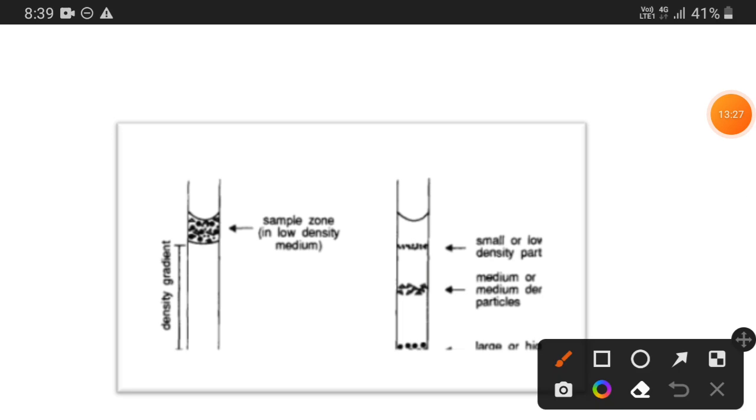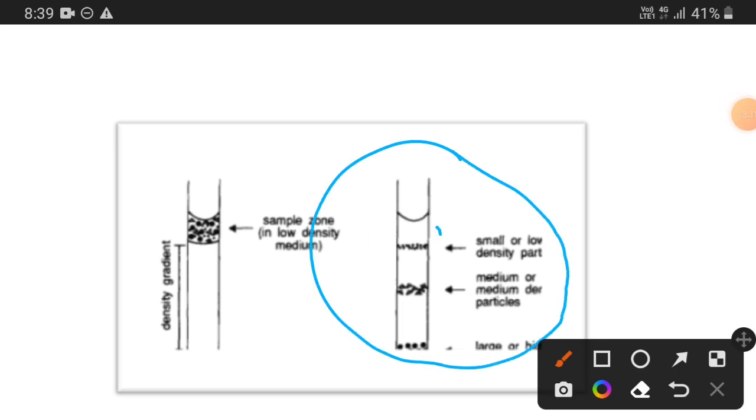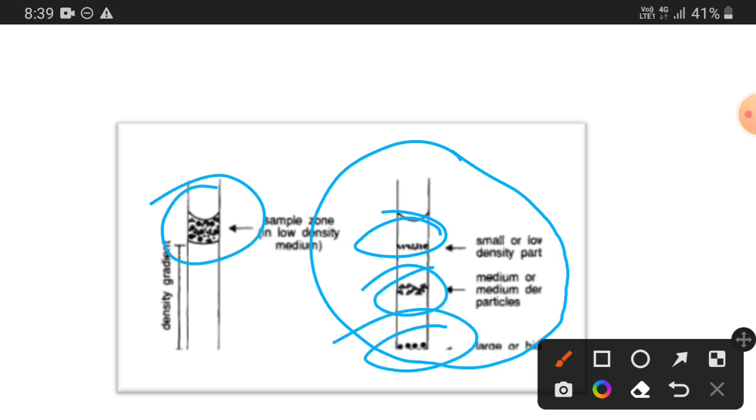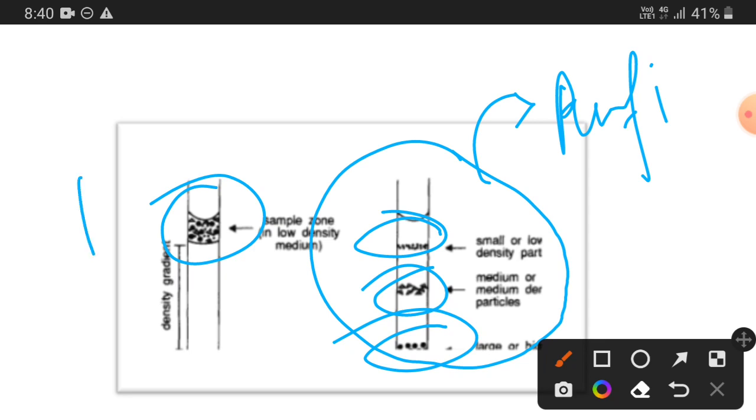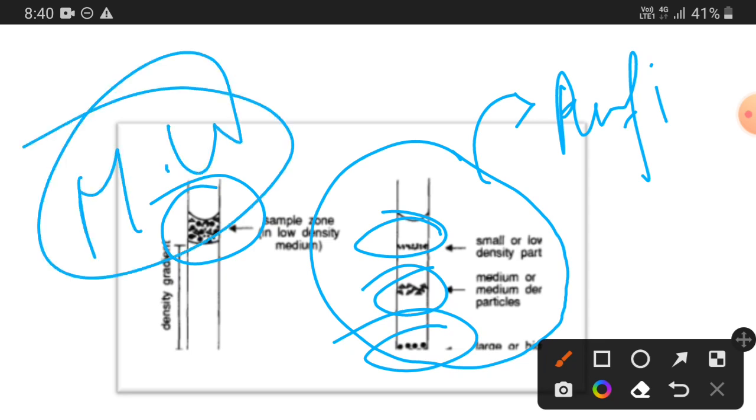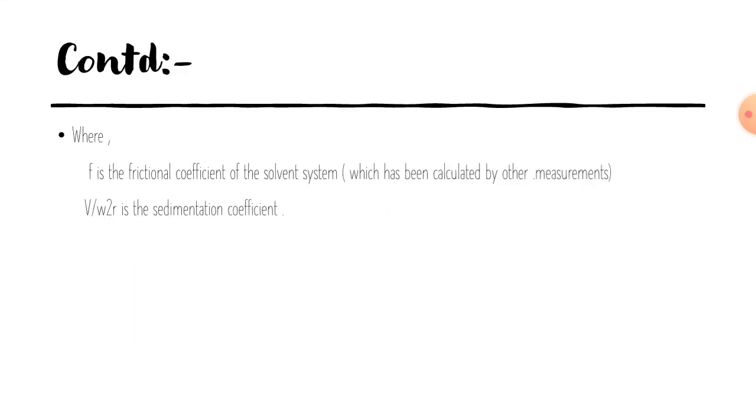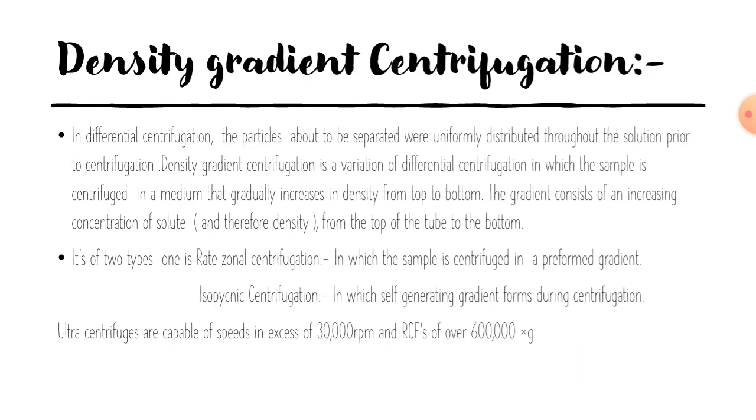Now let's look at that picture. We are just willing to do this kind of thing. That means the entire sample will be separated into 3 distinct zones. That is the basic goal of rate zonal centrifugation. Here we are just willing to increase the purification, right? And along with it, it also gives us the molecular weight and sedimentation coefficient, so that we can conclude that this kind of centrifugation is an example of analytical centrifugation.